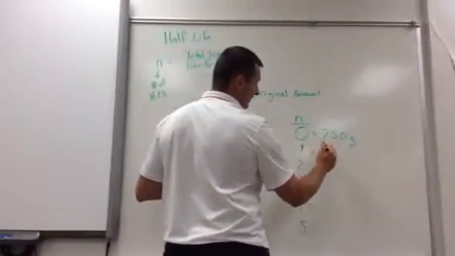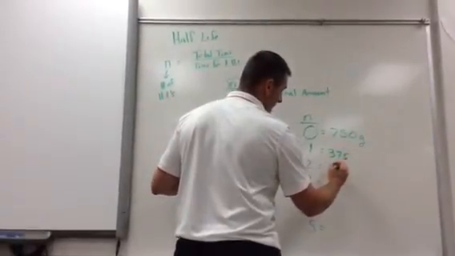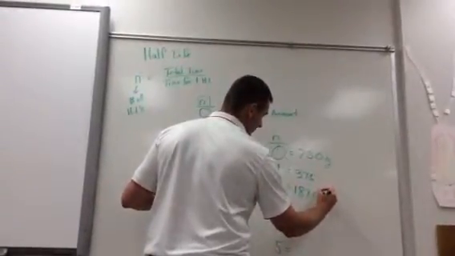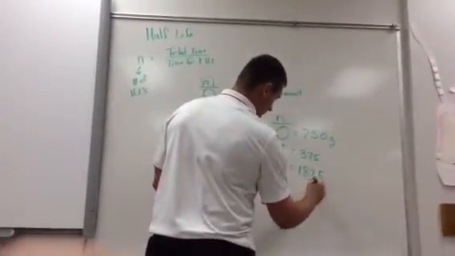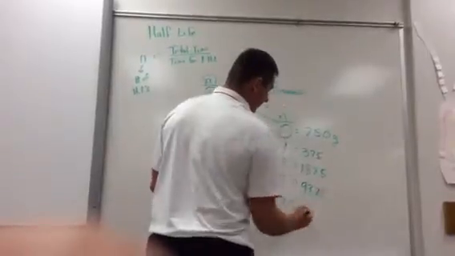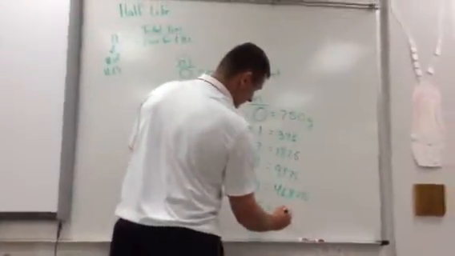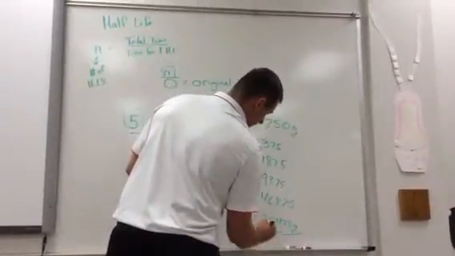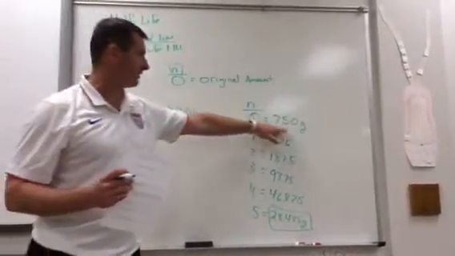All right? So 750 divided by 2 is what? 375. 375 divided by 2 is what? 187.5. Okay? Divided by 2. 93.75. 93.75 divided by 2. 46.875. 46.875 divided by 2. 23.4375. So 23.4375 grams. That is my answer of what is left over after 62 hours if the half-life is that, and I started that.